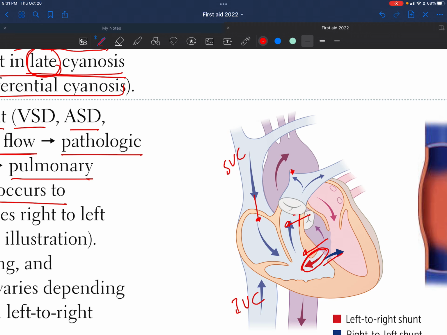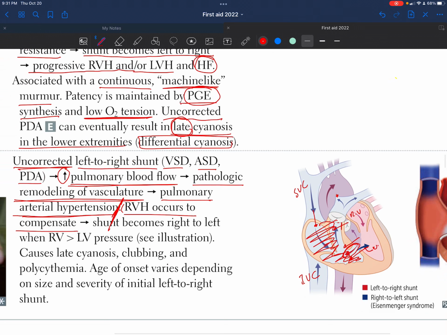And in addition to that, it's getting blood either from the left ventricle or from the right ventricle. So it comes this way. That means the right side of the heart is getting too much blood.